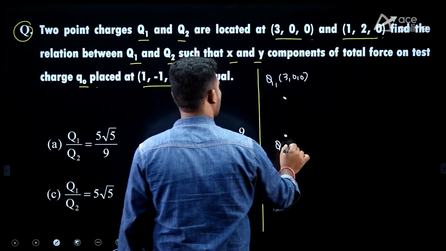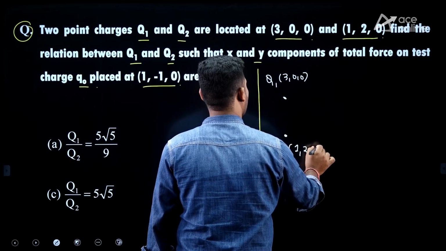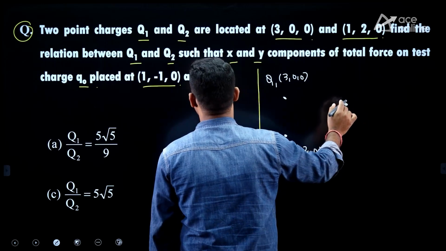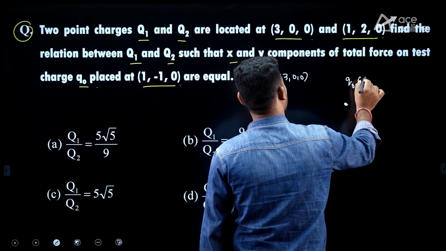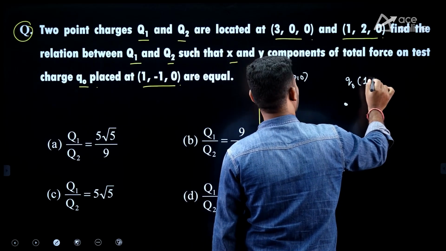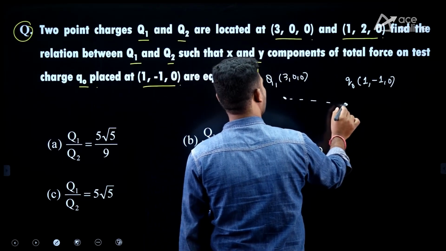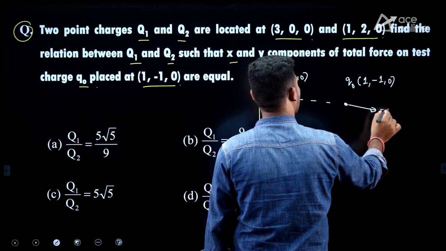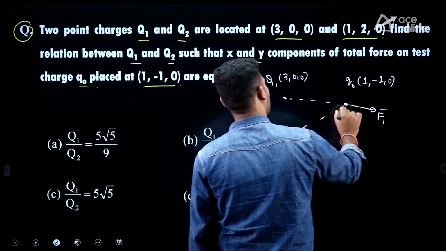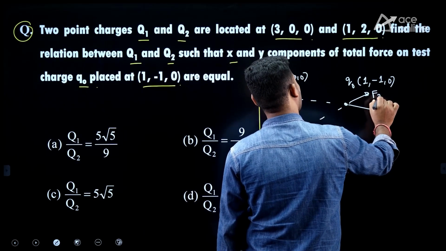Q2 is (1, 2, 0). This is Q naught, (1, -1, 0). What is the force on this due to this one? Line joining two points. So this is F1. What is the force on this due to this one? Line joining two points. It is F2.